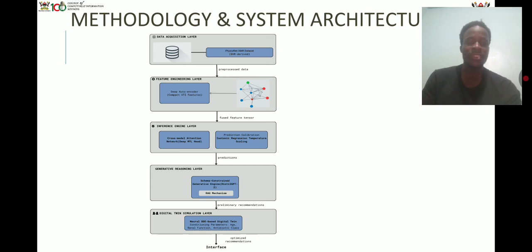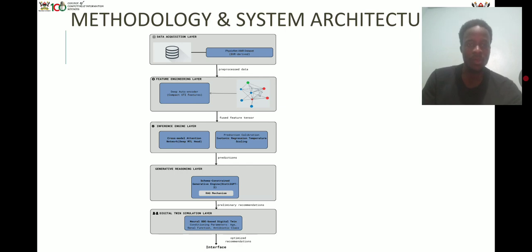And the inference layer has the cross-model attention network that is used to handle multiple predictions of antibiotics simultaneously.